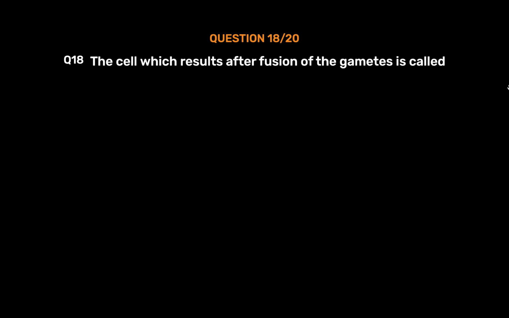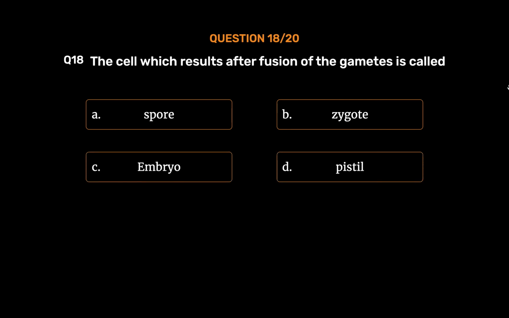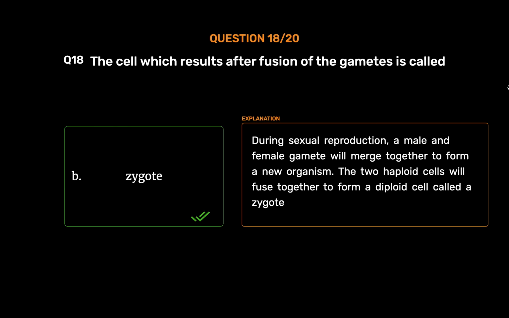Question number 18. The cell which results after fusion of the gametes is called? Option A, spore. Option B, zygote. Option C, embryo. Option D, pistil. The correct answer is option B, zygote. During sexual reproduction, a male and female gamete merge together to form a new organism. The two haploid cells fuse together to form a diploid cell called a zygote.